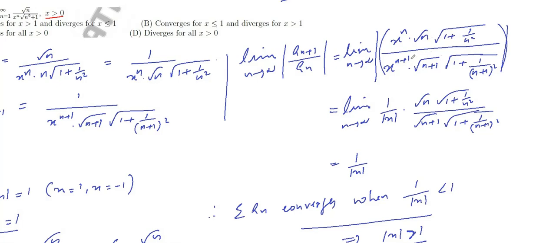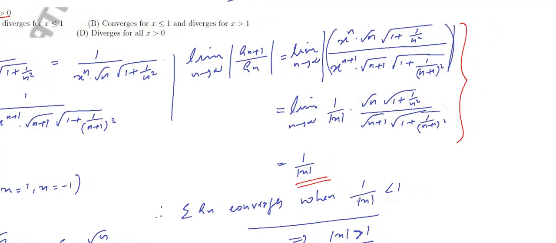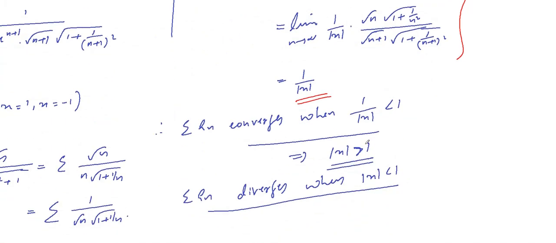When you simplify, this is what you will get anyway: 1 by mod x. The simplification part is up to you. You try this, and in case you have any questions, we will discuss in the live session. So it's 1 by mod x, and this must be less than 1 to get the series convergent. So sigma an converges when 1 by mod x is less than 1, which means mod x must be greater than 1.